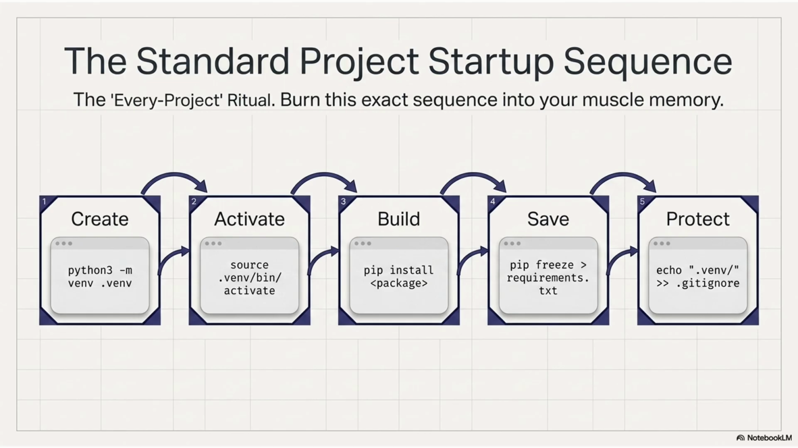These 5 stages happen once per project in this order. After the initial setup, your daily workflow is just activate, work, deactivate. The entire environment is reproducible by using the requirements.txt at any time. The sequence is not optional, it is the foundation for everything else this course builds on.